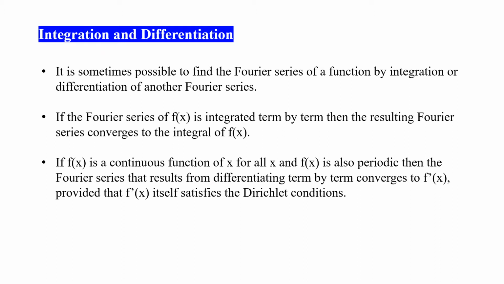It is sometimes possible to find the Fourier series of a function by integration or differentiation of another Fourier series. And this is what we're going to discuss in this section. If the Fourier series of f of x is integrated term by term, then the resulting Fourier series converges to the integral of f of x. If f of x is a continuous function of x for all x, and f of x is also periodic, then the Fourier series that results from differentiating term by term converges to f prime of x, provided that f prime of x itself satisfies the Dirichlet conditions.